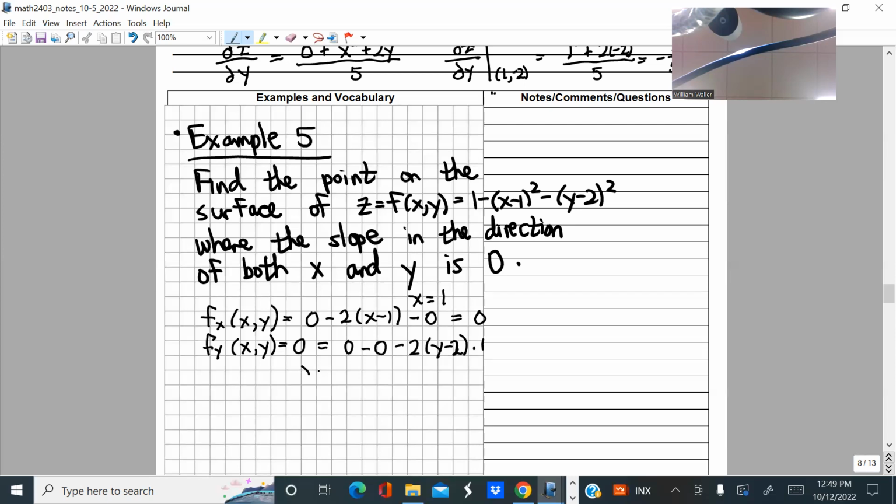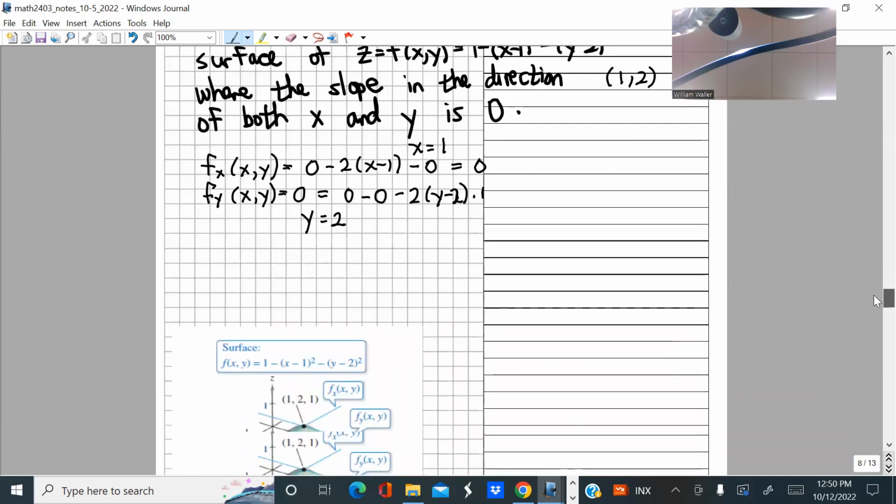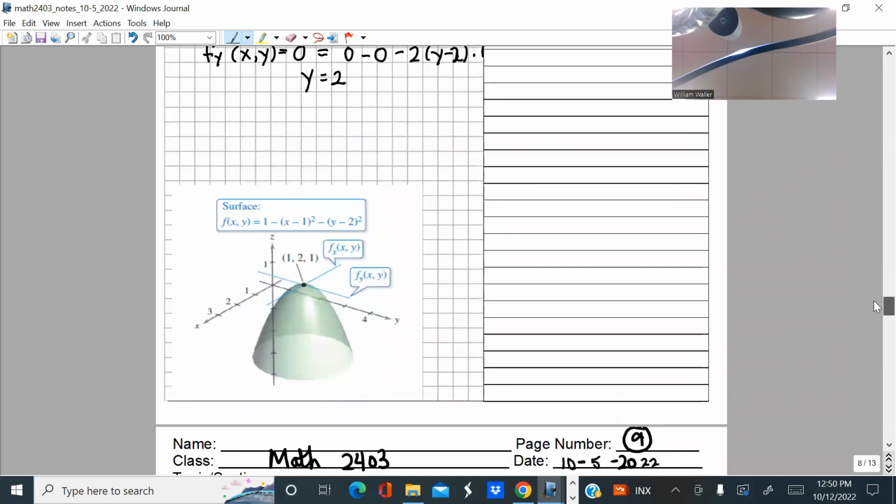Okay. So, well, we can still make that mistake of copying things down wrong. So is it y equals 2 here? Yeah. And so there's your point. Apparently at that point, the derivative in the direction of the y-axis and the derivative with respect to the x-axis are both 0. So that strongly implies that this should be some sort of peak or valley. Here's the picture. So indeed, that's what it is. Okay. There we have a peak.